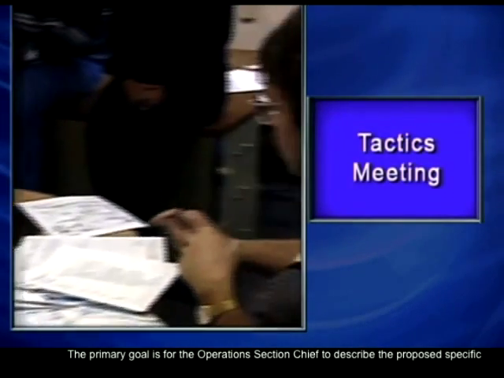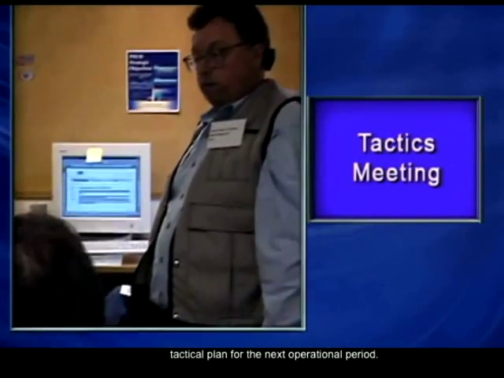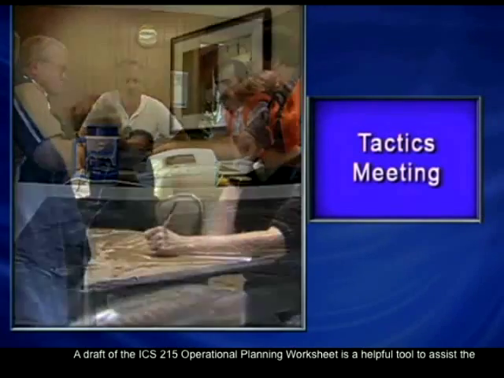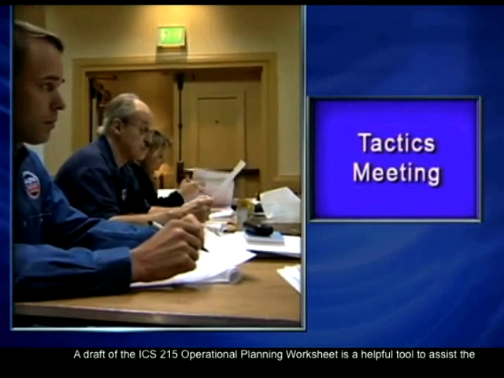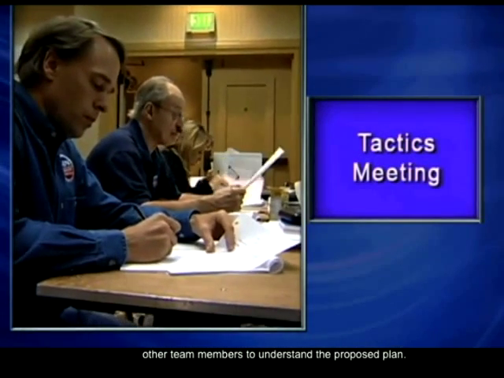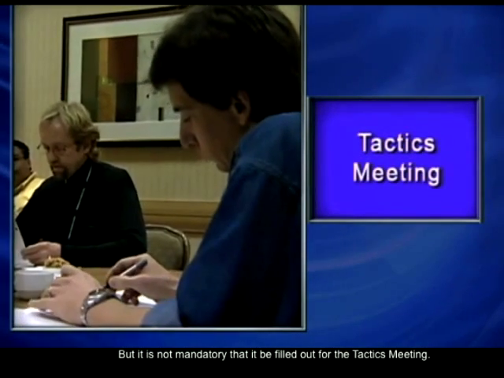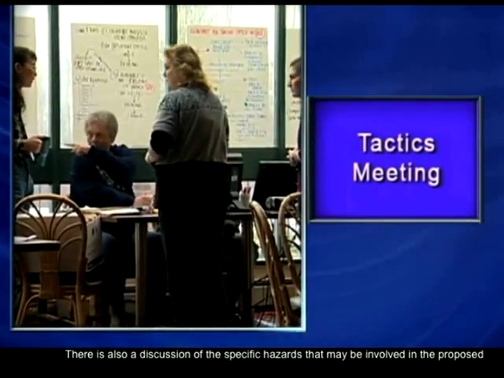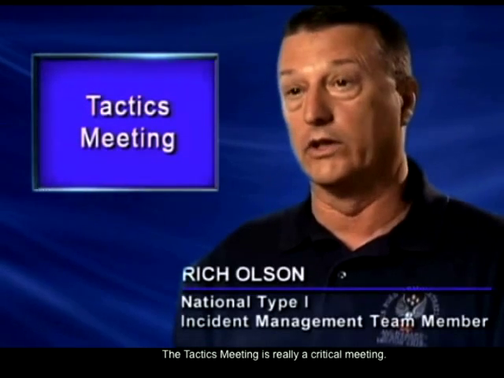The primary goal is for the Operations Section Chief to describe the proposed specific tactical plan for the next operational period. A draft of the ICS 215 Operational Planning Worksheet is a helpful tool to assist the other team members to understand the proposed plan, but it is not mandatory that it be filled out for the tactics meeting. There is also a discussion of the specific hazards that may be involved in the proposed plan and the mitigation measures for those hazards. The tactics meeting is really a critical meeting.